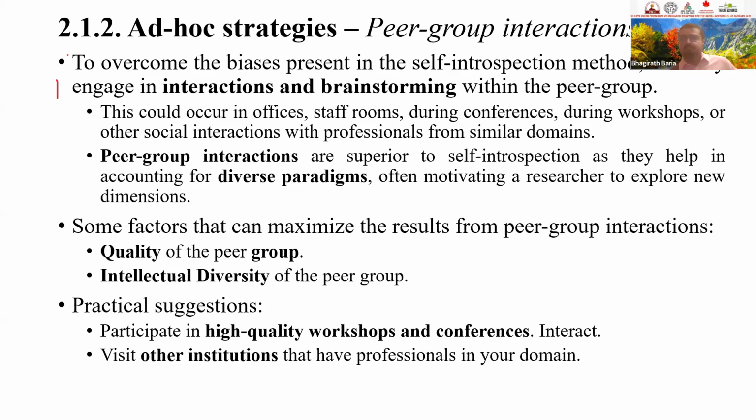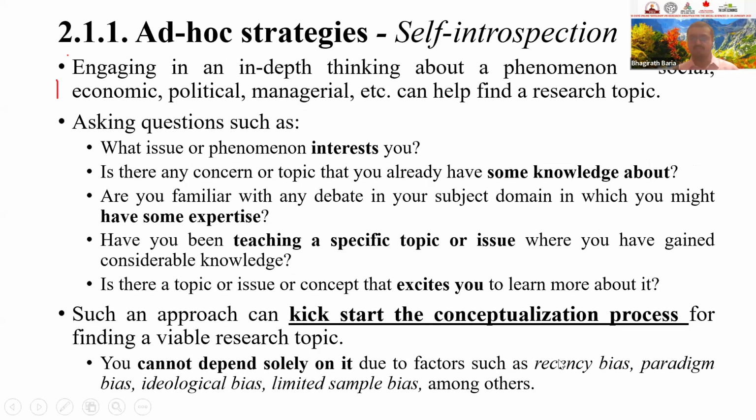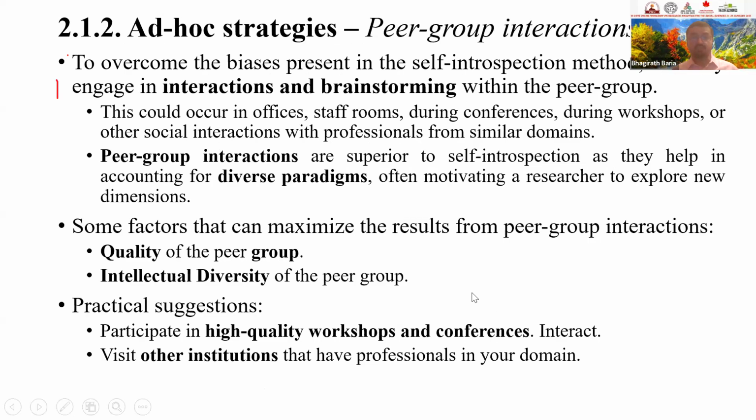Take their view on that and see what they say. This kind of peer group interaction will help you to firstly correct those biases. Which biases? These ones: recency bias, paradigm bias, ideological bias. But what is the condition for this peer group interaction to be good? The quality of the group has to be really good.